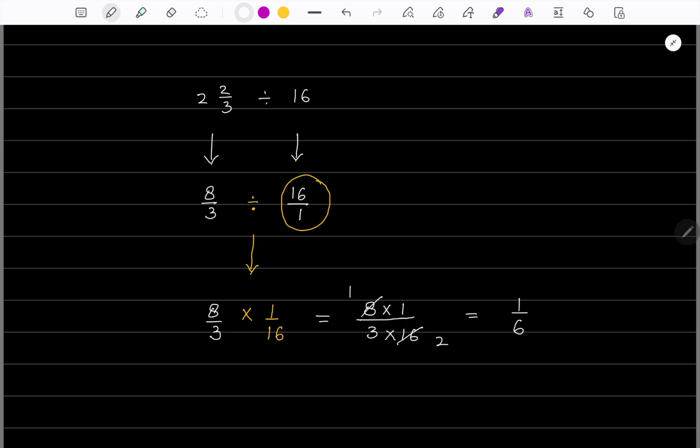So from these examples, we understood that for dividing fractions, there are simply two steps. In the first step, we have to make sure that all the given numbers are in their fraction form, and in case they are not, we have to convert them into a by b form. The second step is to multiply the first fraction with the reciprocal of the second fraction. So this is how we carry out division of fractions.